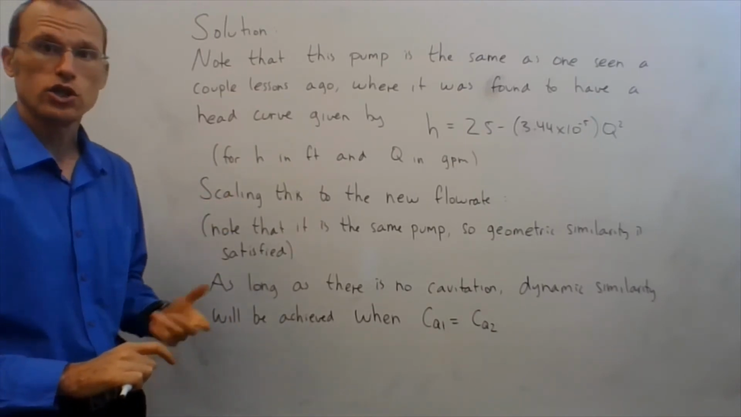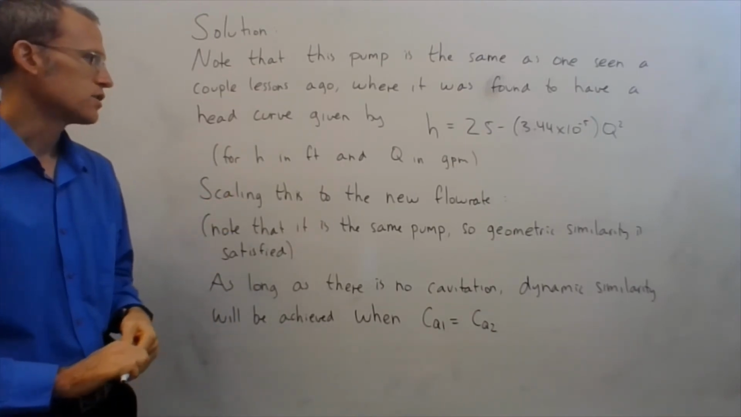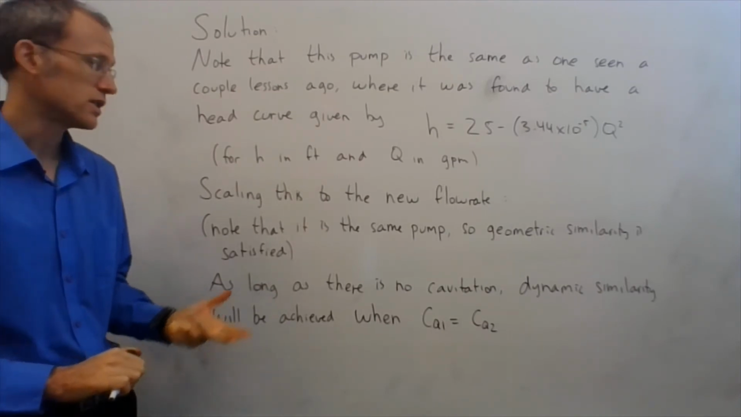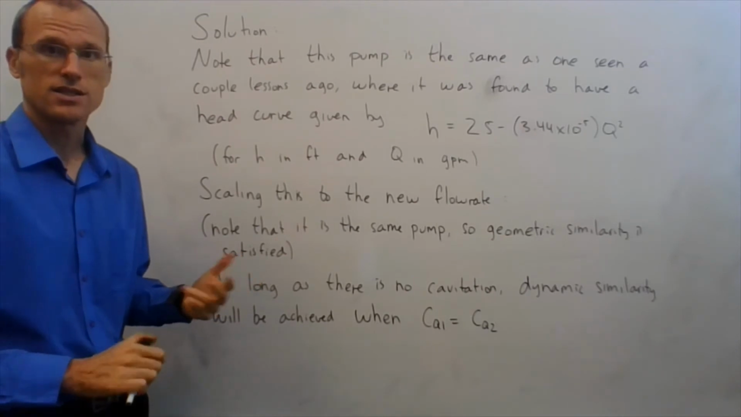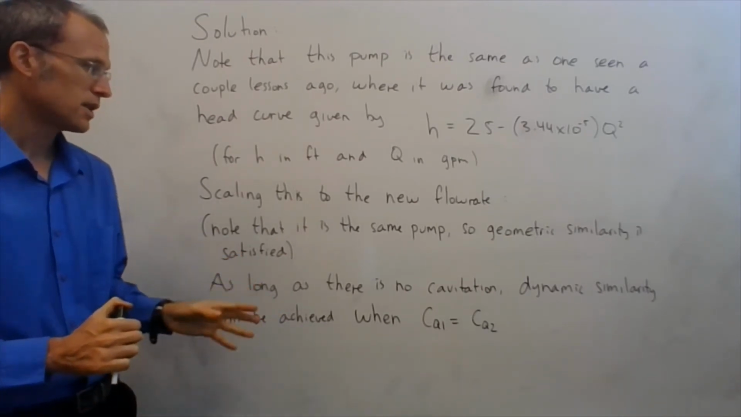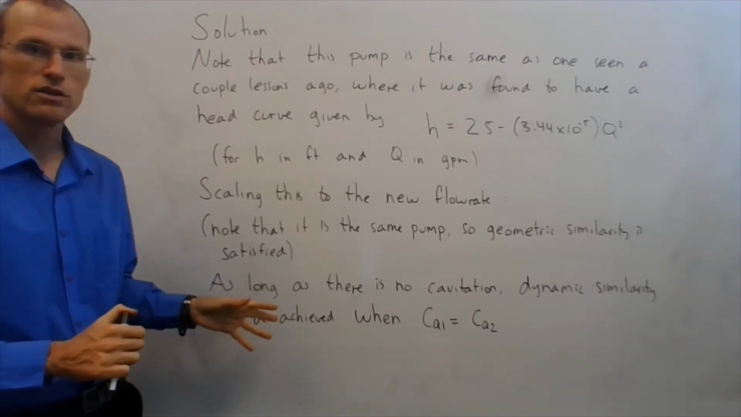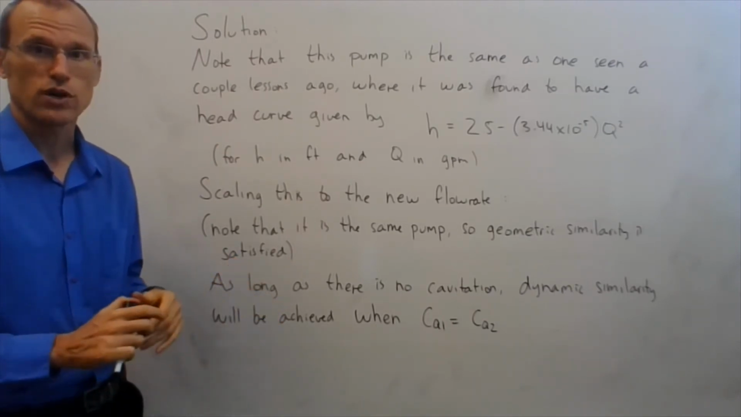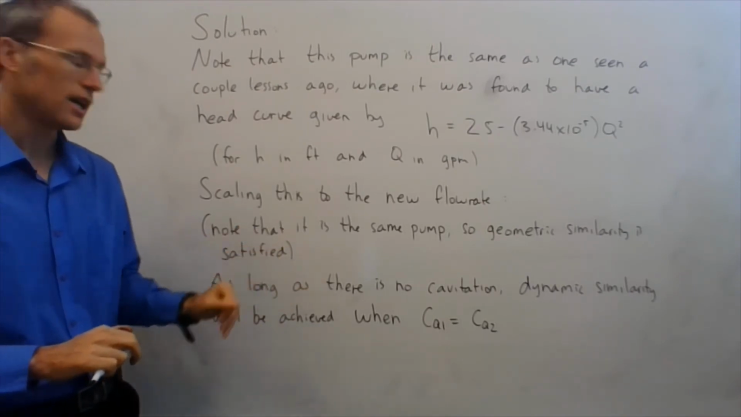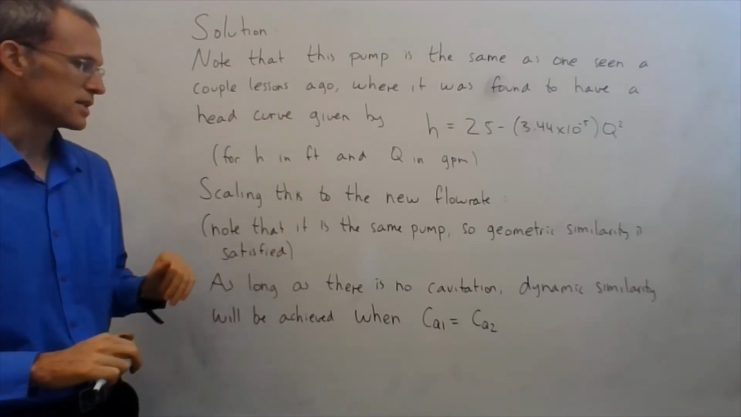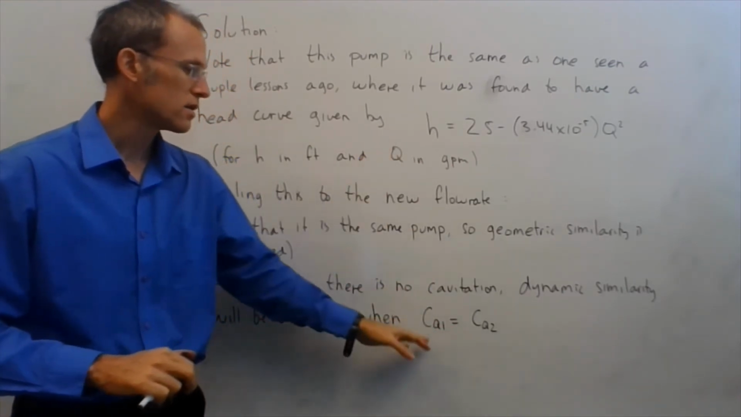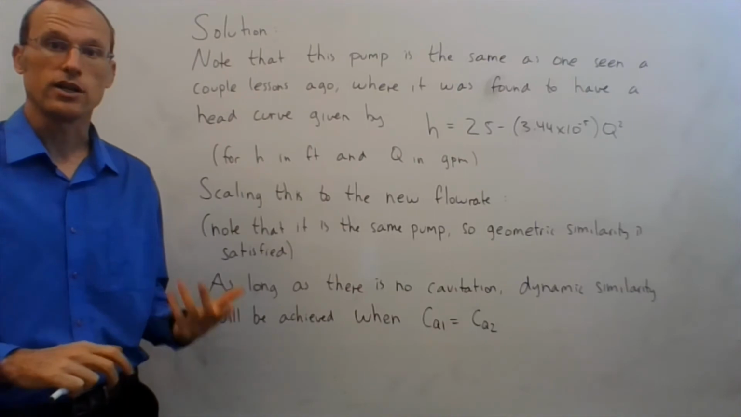We want to scale this to the new rotational speed, and so to scale this I need to have similarity. Need to have geometric similarity, which is actually automatically satisfied because this is the same pump, so obviously it's the same geometry. And then I need dynamic similarity, so as long as there's no cavitation, because if cavitation happens, that changes pressures in liquids, bad stuff happens. So assuming that's not the case, I'll have dynamic similarity as long as my flow coefficients are the same. So C_Q for this original case equals C_Q for my new case.